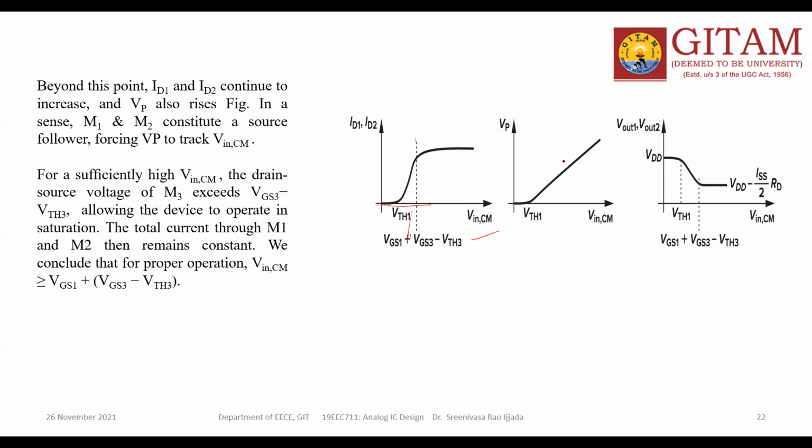So you can write the conclusion of the operation: V in CM should be greater than or equal to VGS1 plus VGS3 minus VTH3.